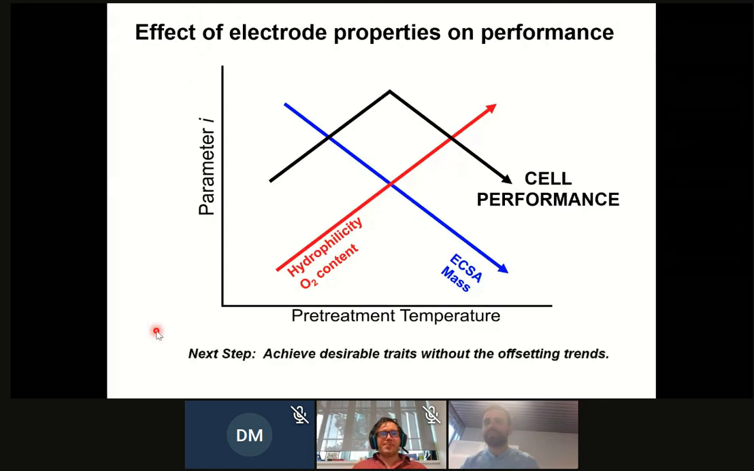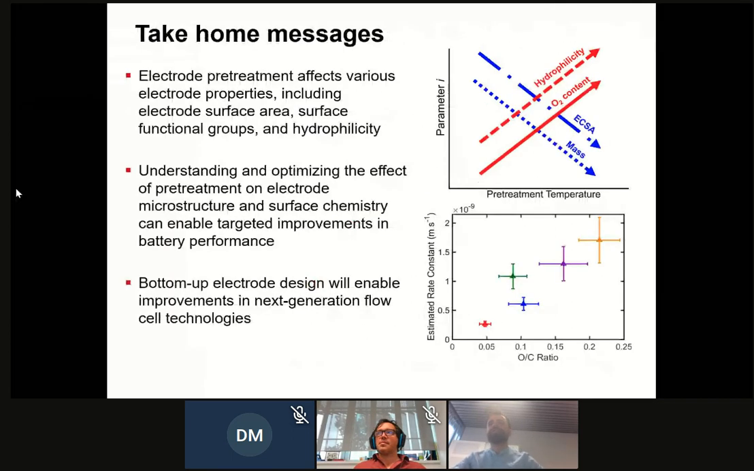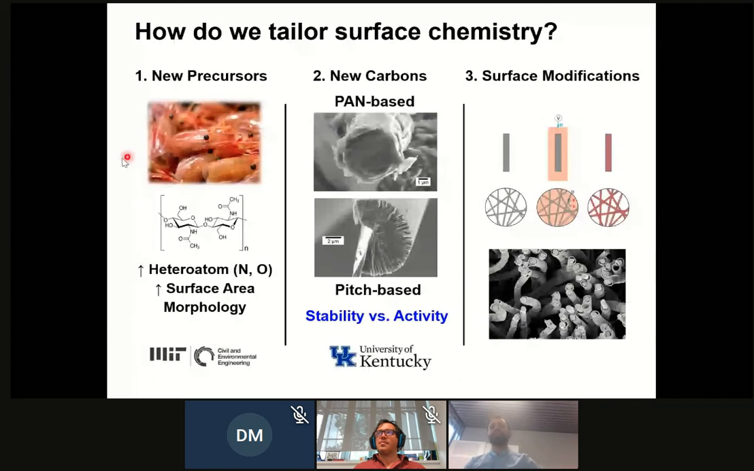And so the next question would be, can we actually achieve these desirable traits without the offsetting trend? So how do we get the best of both worlds? And that's a bit what we are doing at the moment. So there are several research lines that we're following. One of them is in collaboration with several departments at MIT, material science and civil engineering, on looking at heteroatom content by using bio-derived sources.